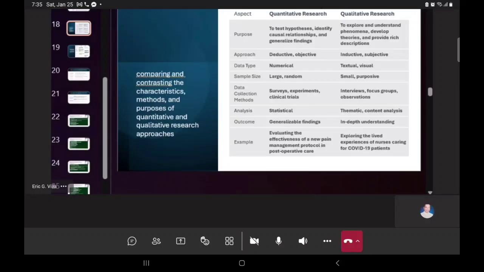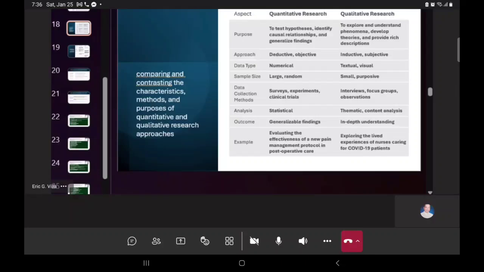For example, a quantitative study might evaluate the effectiveness of a new pain management protocol in postoperative care by measuring pain scores and medication usage across a large sample of patients.